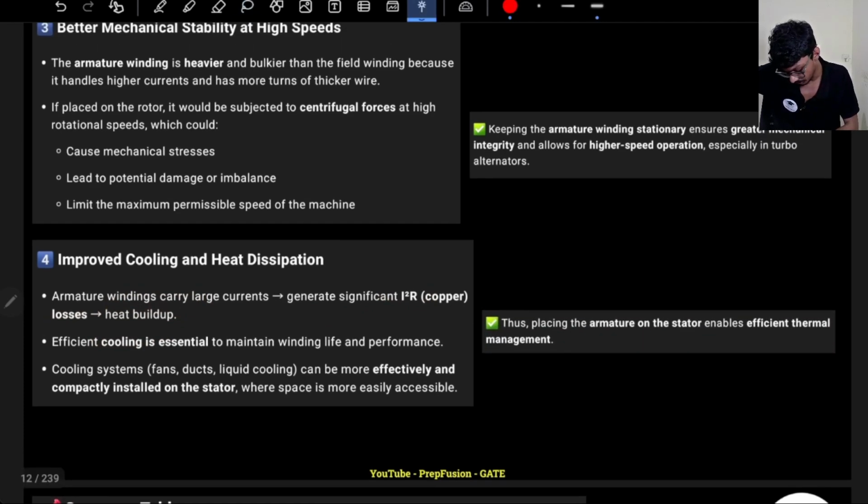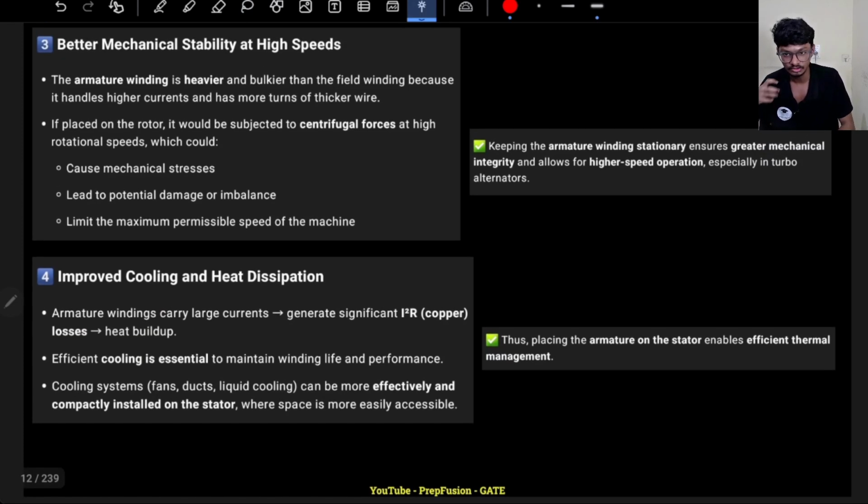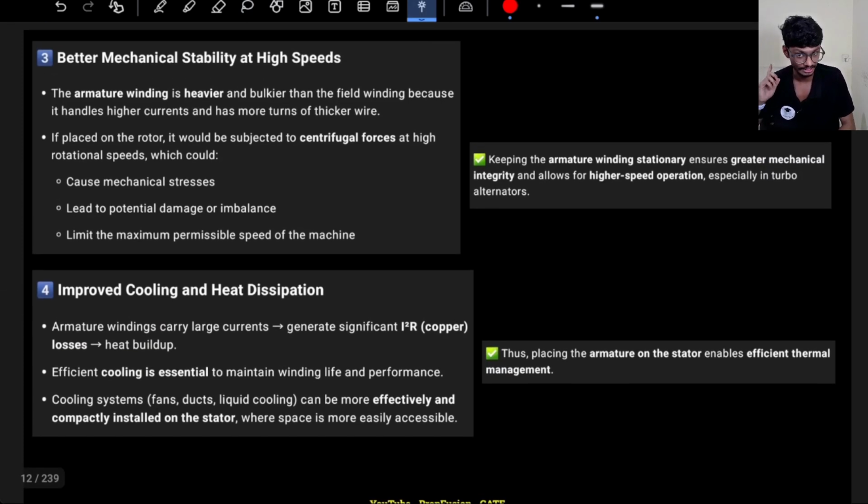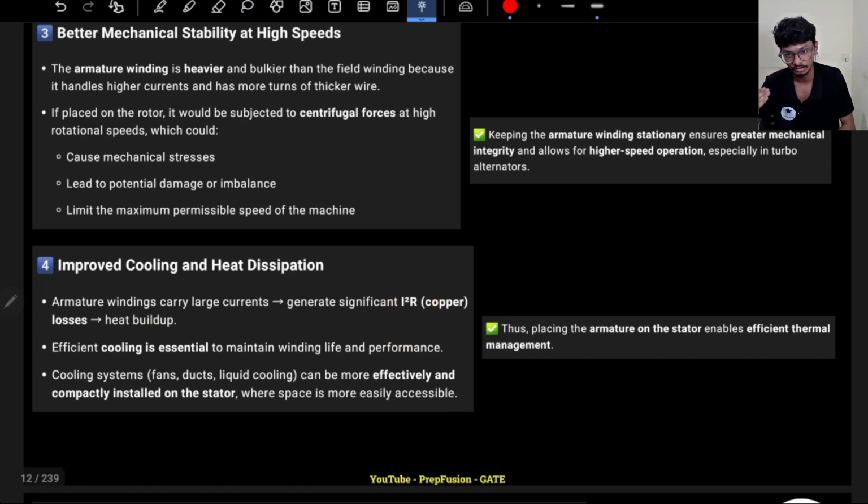So those windings will be heated up, because the currents are higher. If the currents are high, I square R losses will be higher, so heating will happen. For those also I need to provide additional cooling. Whenever things are stationary, providing cooling is one thing. If it is already rotating, I have to provide extra effort. So the cost of the cooling also will increase, right?